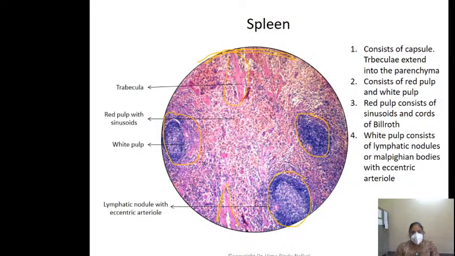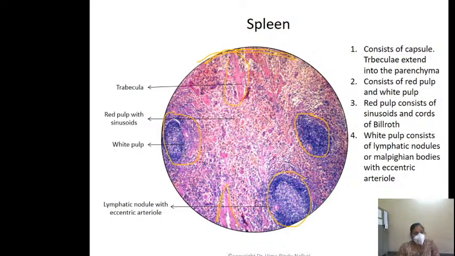Then in between the sinusoids you can see the cords of lymphocytes. These lymphocytes are called the cords of Billroth. The lymphoid aggregations that you see in the red pulp are called the cords of Billroth. So the red pulp consists of sinusoids filled with blood and the cords of Billroth. Cords of Billroth are nothing but lymphoid aggregations along the walls of the sinusoids.